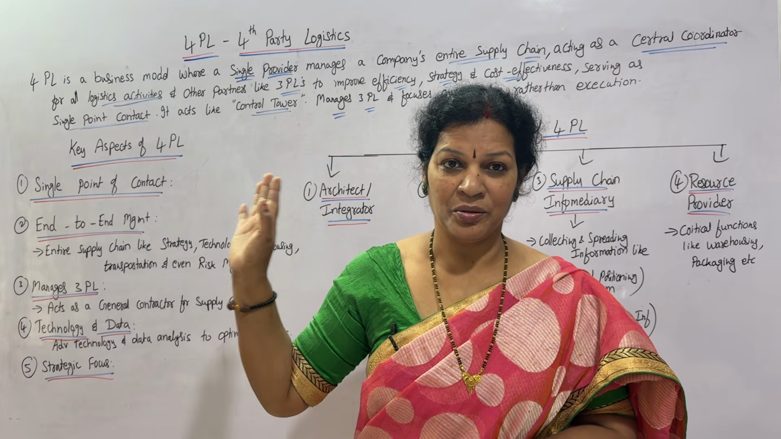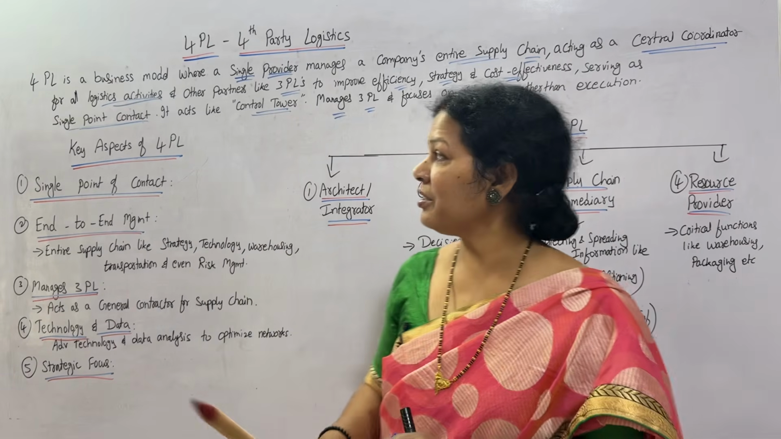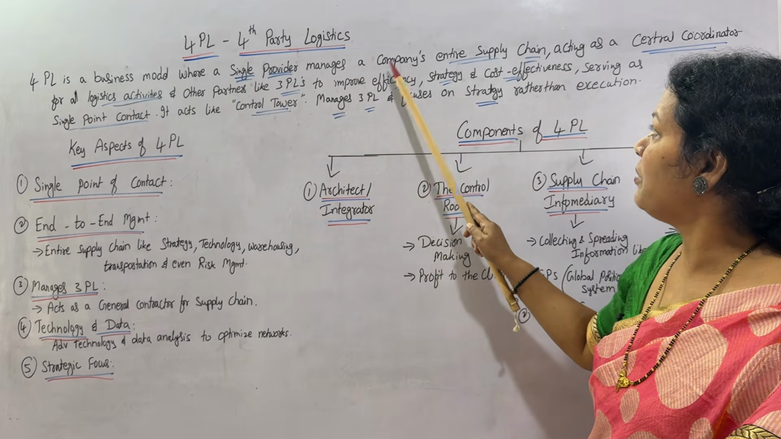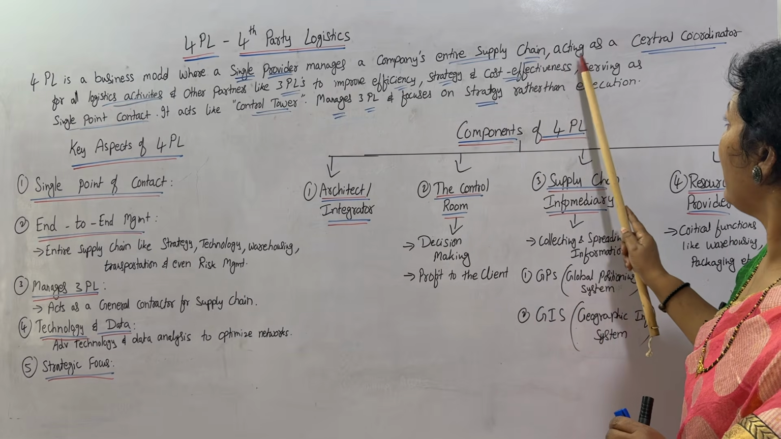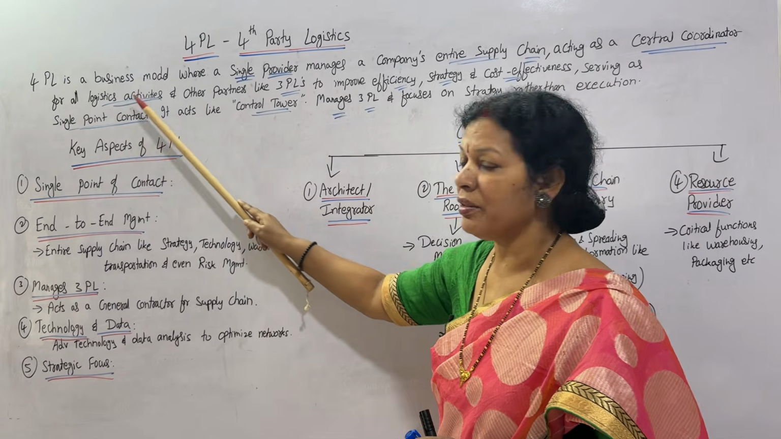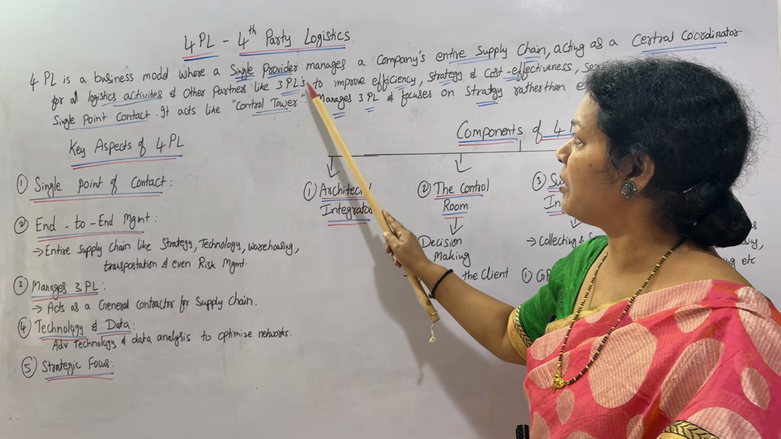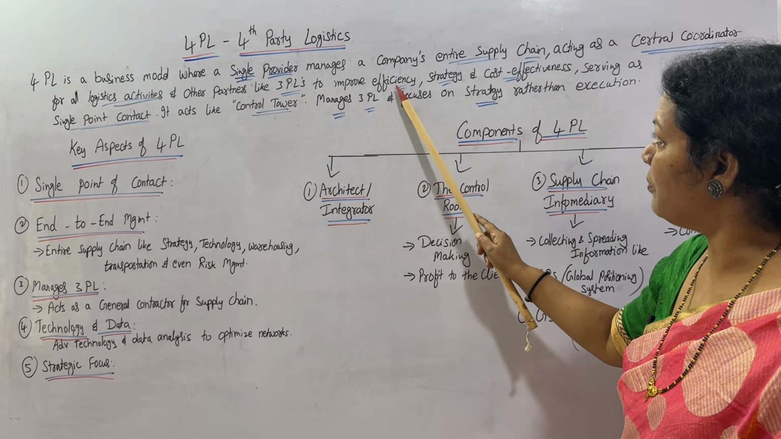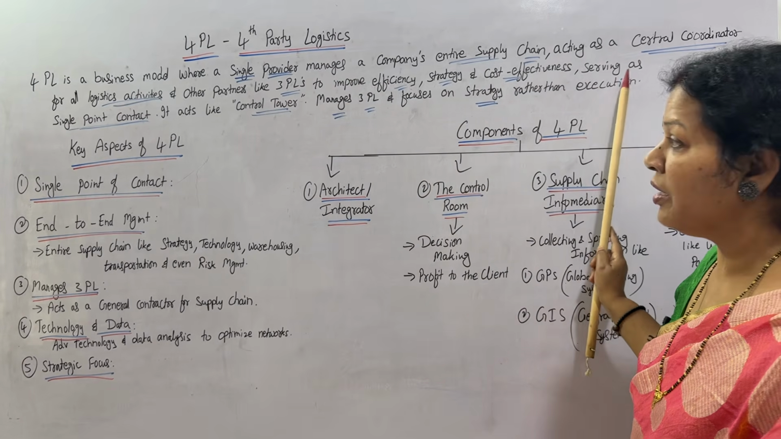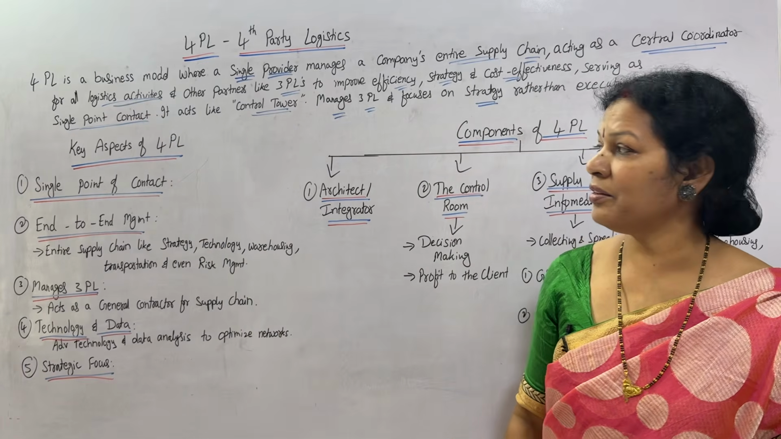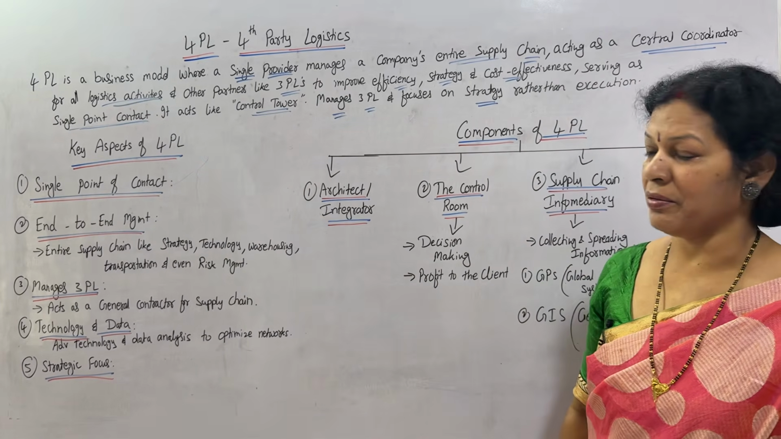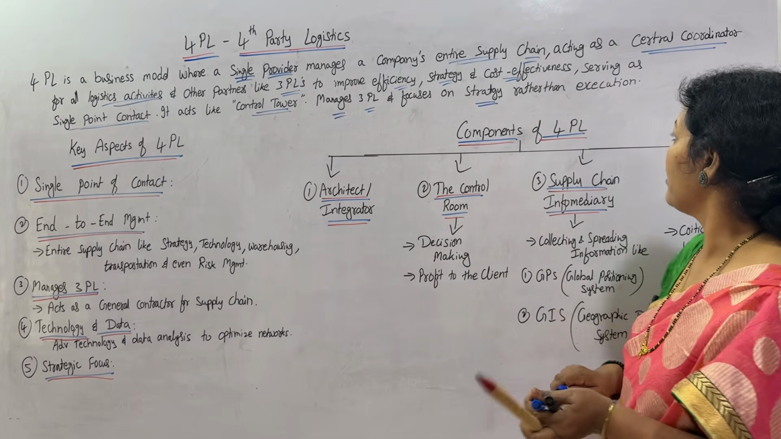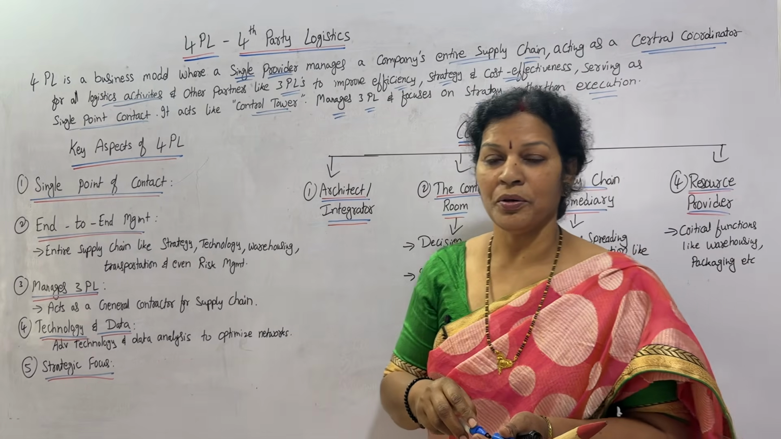Does it give you a good idea about what is 4PL? Once again, read it. 4PL is a business model where a single provider manages a company's entire supply chain, acting as central coordinator for all the logistic activities, and other partners like 3PLs, to improve efficiency, strategy, cost effectiveness, serving as single point contact. So it acts like a control tower, manages 3PL and focuses on strategy rather than execution. Got it? 4PL, what it is?